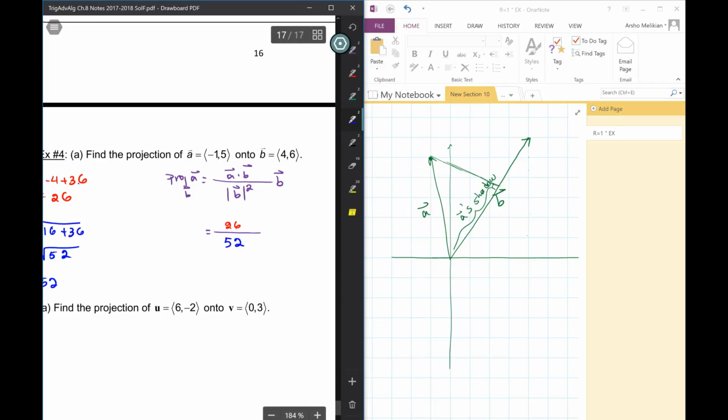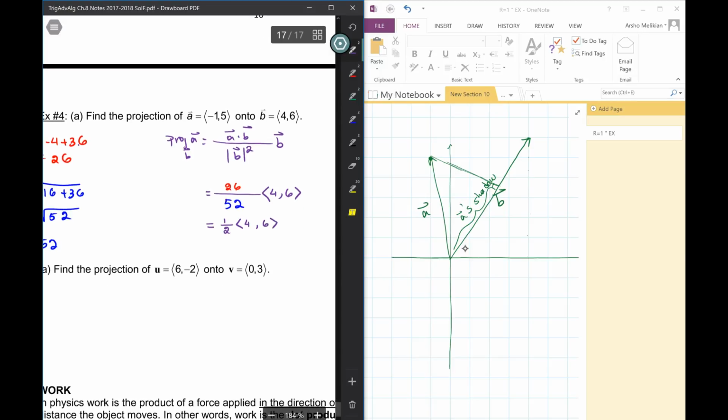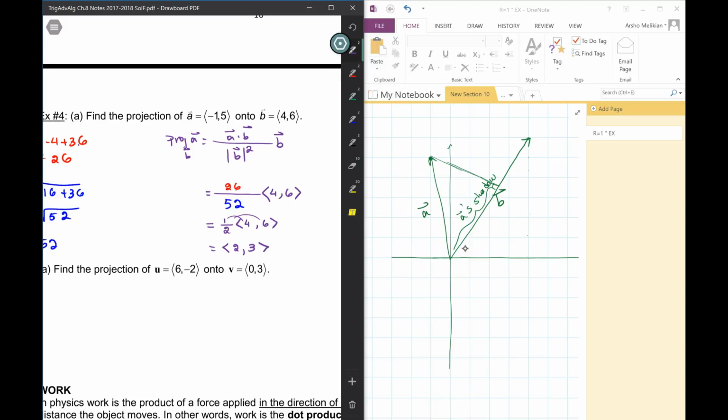times vector B. Where is vector B? That's this one, 4 comma 6. Okay, so what's 26 over 52? One half times 4 and 6. And do you remember how we did this? You just distribute. So finally, my projection is 2 comma 3. Okay?